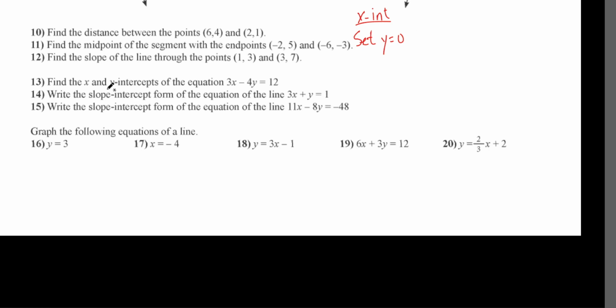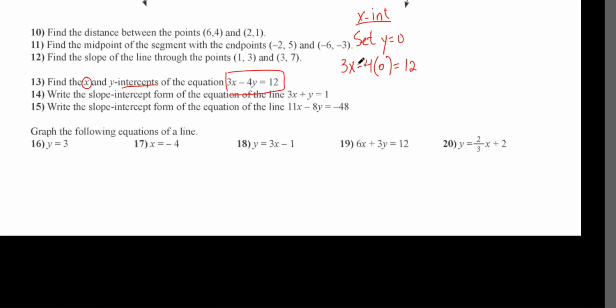To find the x-intercept, see that? The x-intercept of this equation right here, I'm going to set y equal to 0. What does that mean? It means I take this equation and I make y into a 0. So let's do it. 3x minus 4 times y, what did I set y to? 0. All right, equals 12.